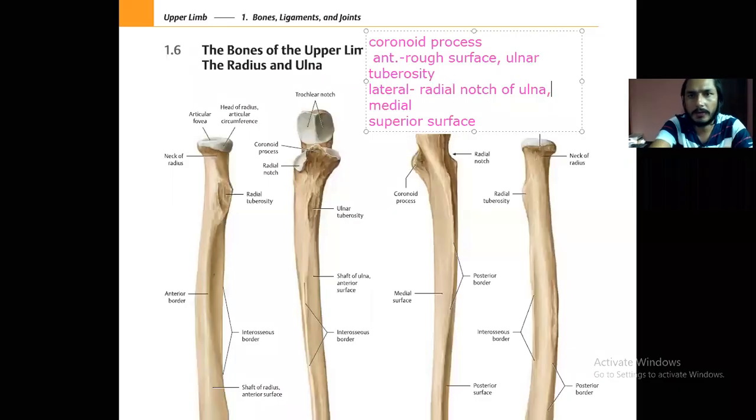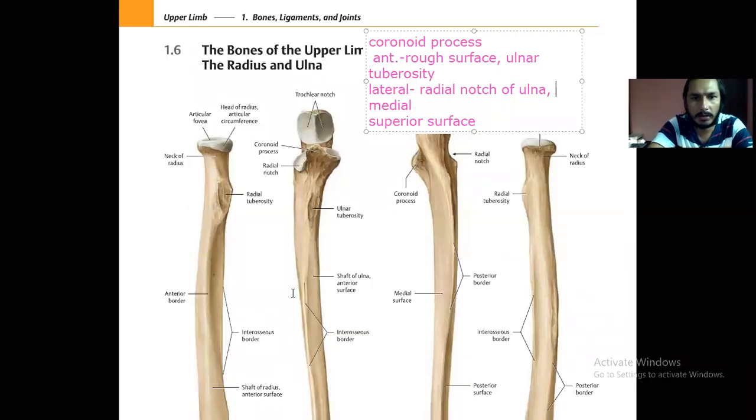You will find the radial notch here. The radial notch of the ulna accommodates the circumference of the head of the radius to form the proximal radio-ulnar joint, and it is bound together by the annular ligament. The annular ligament is attached along the margin of this notch. See, this is the anterior margin, and this is the posterior margin.